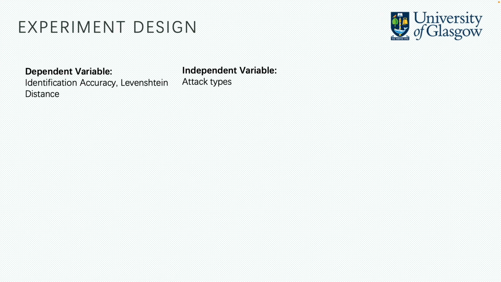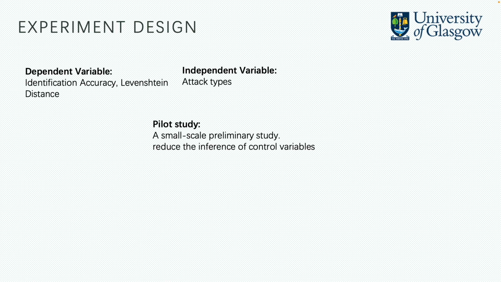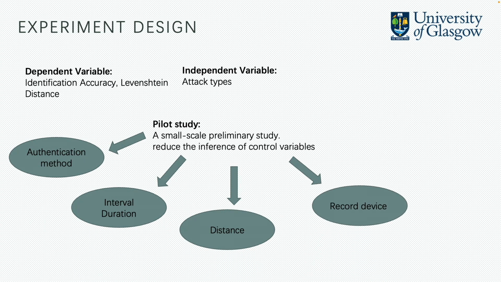The most important thing is to define the dependent variables and the independent variable. We have used two indicators, the identification accuracy and the Levenshtein distance, as our dependent variables. For the independent variable, it's very obvious, it's just the attack type. We only change the attack type in this experiment. There are also some other control variables, so we need a pilot study to eliminate their influence, to predefine them as constants.